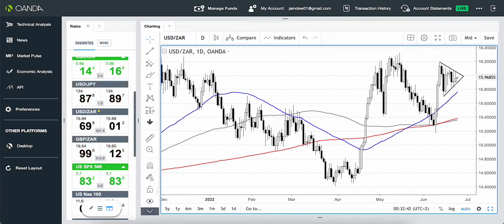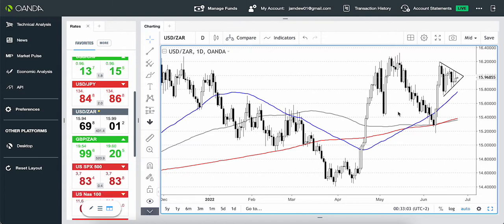Now you'll see here on the chart, on this area, this is a day chart, you can see this triangle. And this triangle has occurred, this pattern, after a fairly strong uptrend, moving above and bouncing off these moving averages. That's the 100, 200, and 50 period moving averages on the day chart.